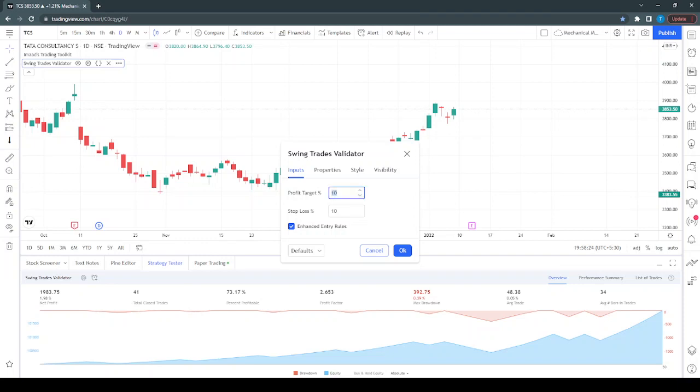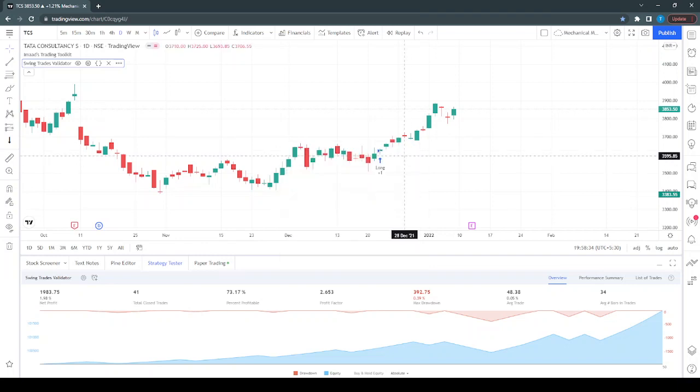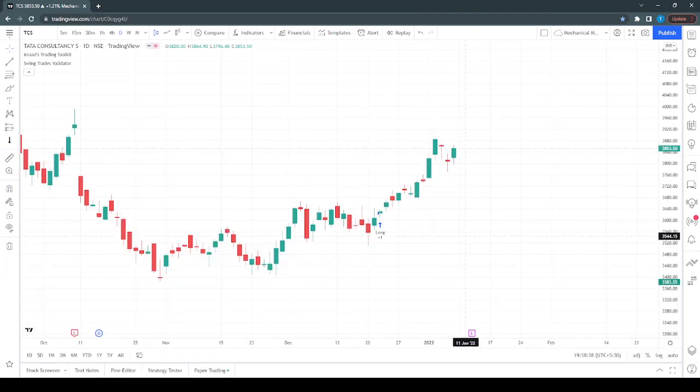The standard profit and loss percentage is 10%, but this is not what we're going to be using for validating each and every trade. I'll show you exactly how this will work. For now, I will just minimize this. TCS has come up in our swing scanner, and this is a long trade. That means we're looking for buying opportunities for a holding period of up to 2 months.